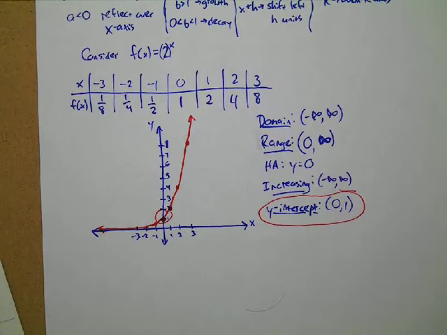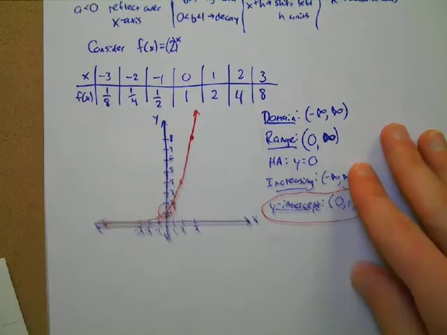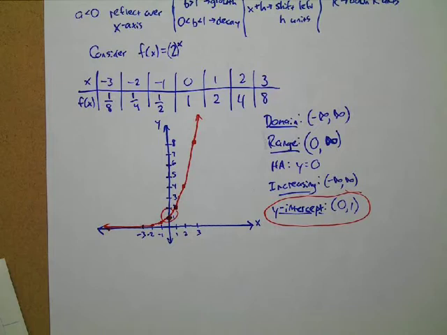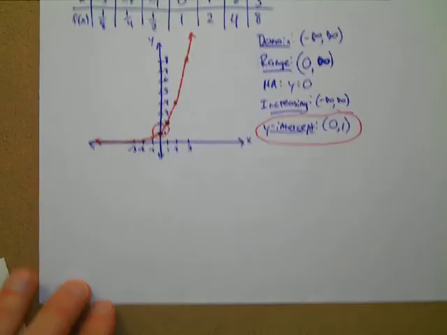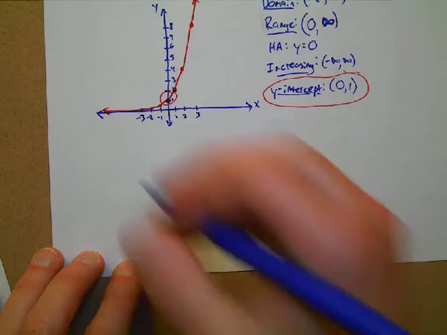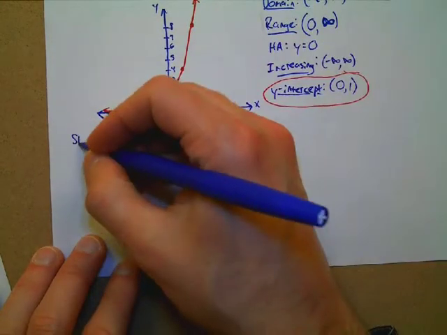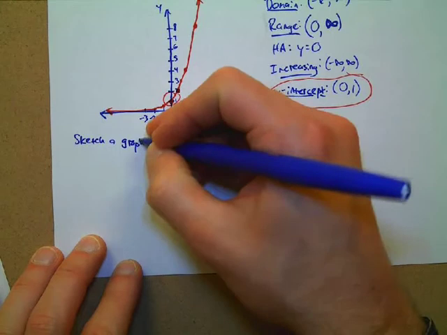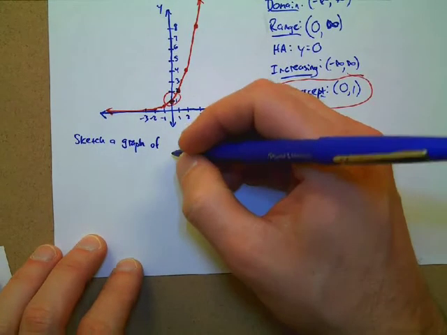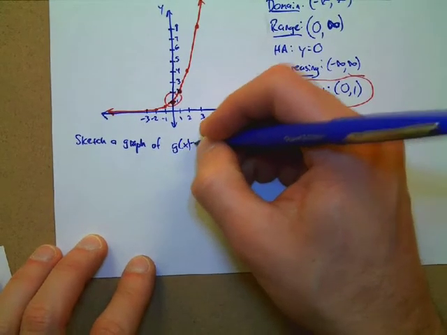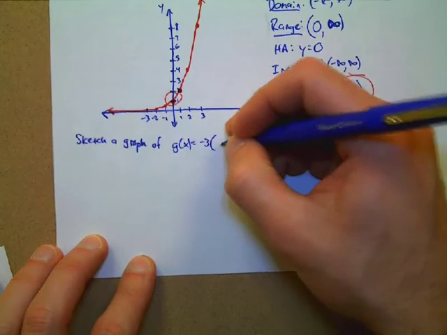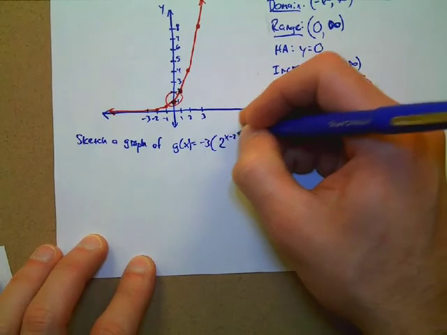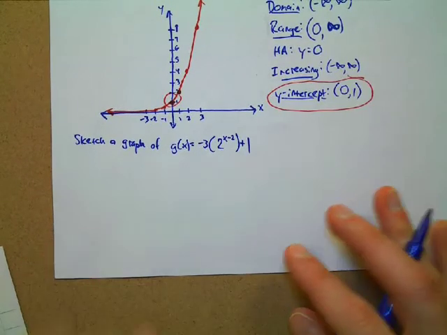So let's take a look then at some transformations and things. We'll do a transformation here, and I'll just jump right into some fun ones. So let's sketch a graph of g of x equals -3 times 2 to the x minus 2 plus 1.